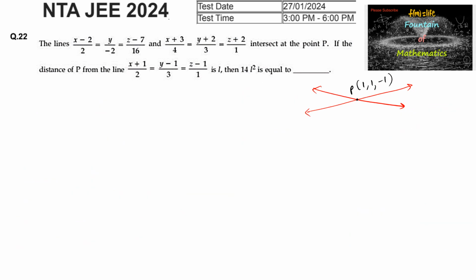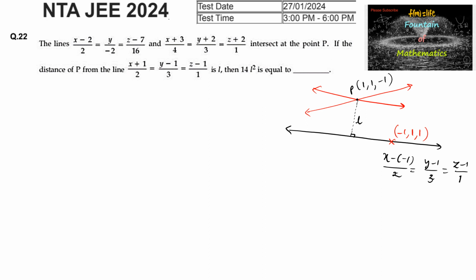And now the lines intersecting at the point P, and if the distance of the point P from the line, say we have another line, is L given, then what is 14 times L square. The given line is (x plus 1) upon 2, (y minus 1) upon 3 is equal to (z minus 1) upon 1. So we can consider that this line is passing through the point minus 1 comma 1 comma 1.